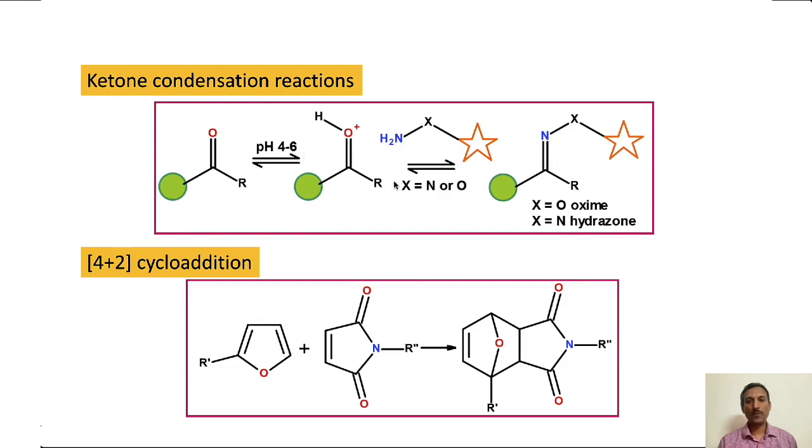In this particular case, either hydroxylamine or hydrazine is reacted with the carbonyl compound, and the reaction is generally carried out between pH 4 to 6 to give the corresponding oximes or hydrazone derivatives. This is also another example of a click reaction, and we also have the 4+2 cycloaddition reaction as shown here.